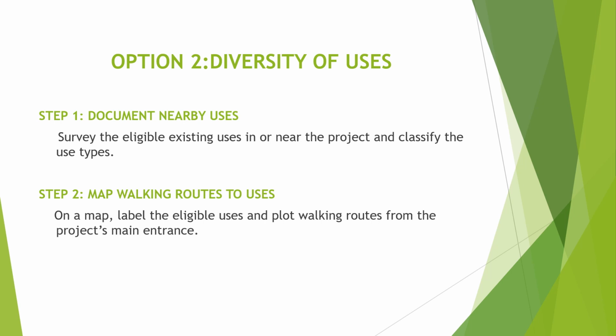The second step is to map the walking routes to the uses. Label the eligible uses and mark walking routes from the main entrance of the project on the map. Measure the distance along each walking route to determine whether it meets the credit distance requirements.